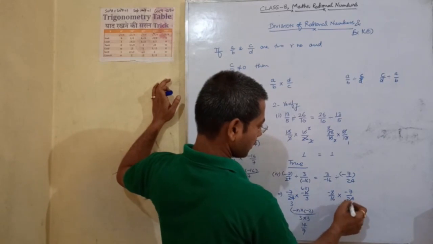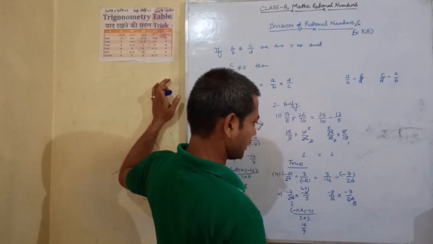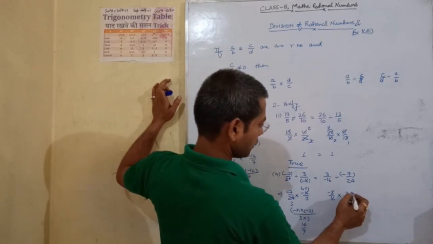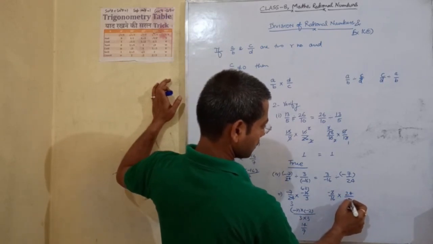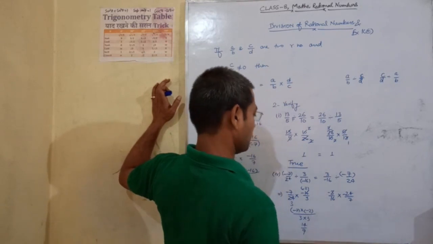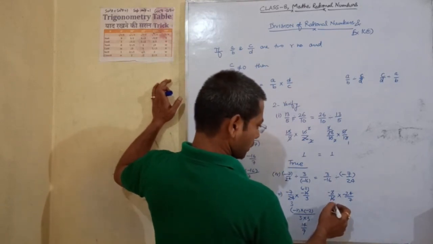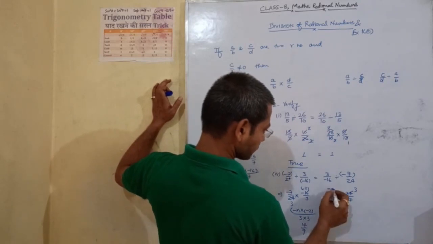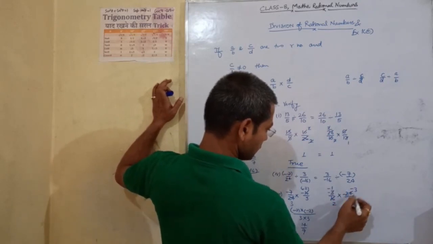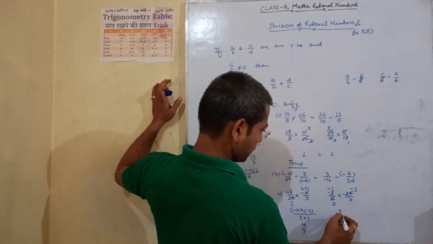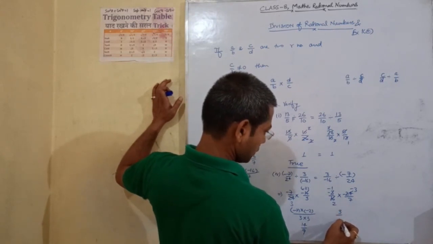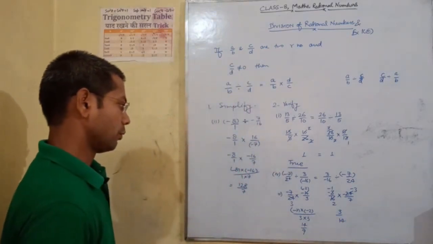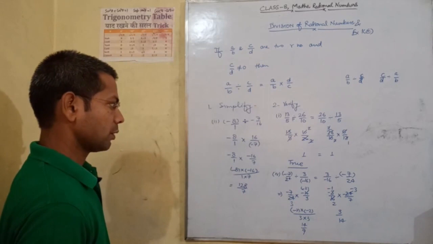Now the other one, 3 upon minus 16, first we make the numerator positive: minus 3 upon 16 multiplied by the reciprocal, minus 24 upon 7. 8 into 2 is 16, 8 into 3 is 24. So we have to see whether it is correct or not.